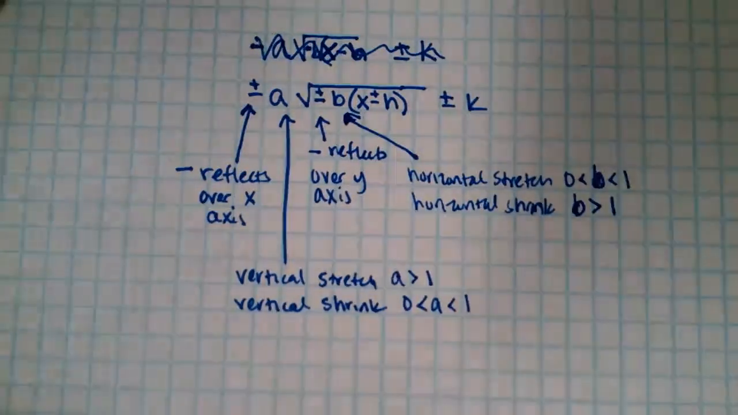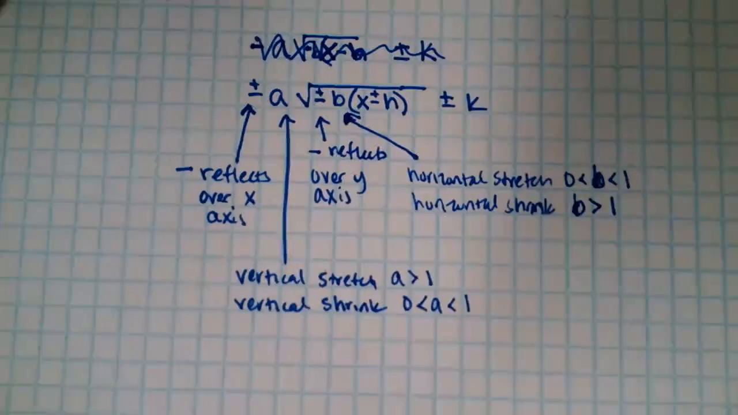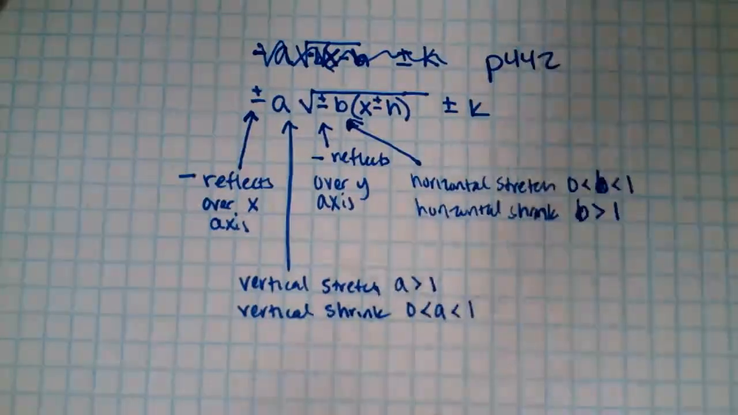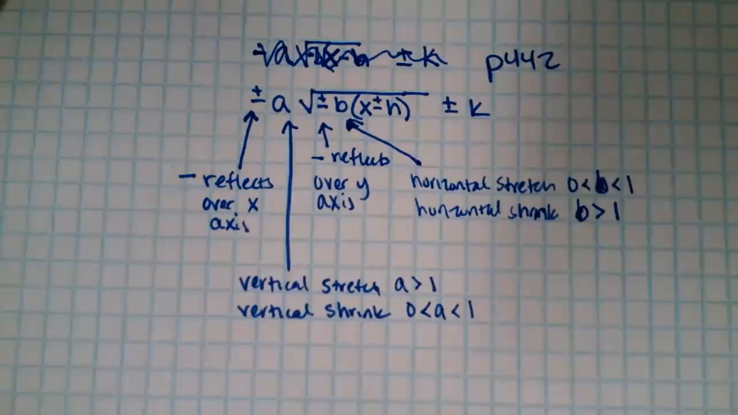Okay, in your books, there is a good chart with examples in section 5.3. So if you guys look at, hold on, I'm finding the page number, page 442, there's a nice chart that gives you some examples on that page. Okay, 442 is a nice chart.